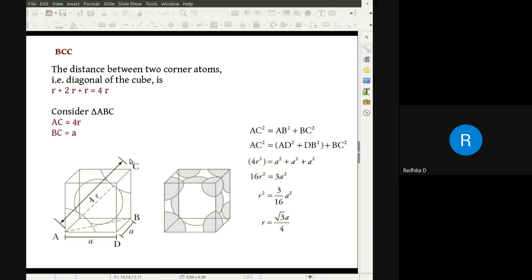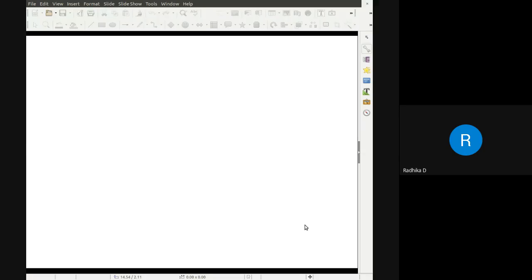Then you use that AB, and BC, in the final full triangle ABC. All these are very simple maths. You should be able to do it. You will finally get that the radius is equal to root 3A by 4. Root 3A by 4. This is the relation in the case of body-centered cubic. Moving on to the next one, that is face-centered cubic.